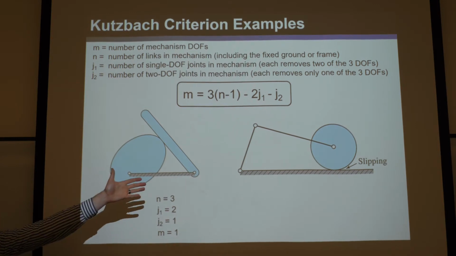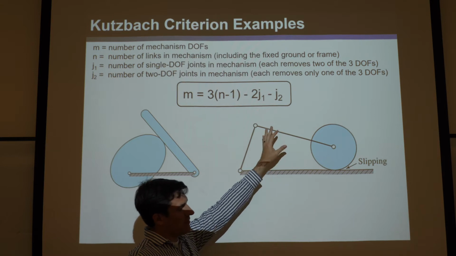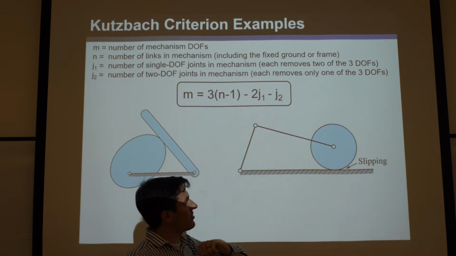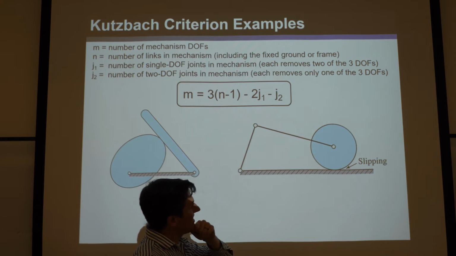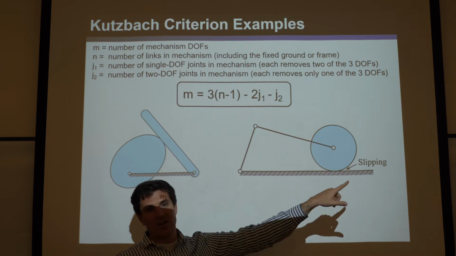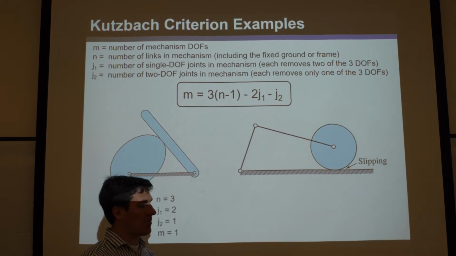First of all, you have to ask yourself again: is this a mechanism? Yes, it is. Rigid links connected by joints. There's a ground, closed kinematic chain, and it can move. That's for sure. So it's a mechanism. All right. Is it a linkage? No, it is not, because it has a higher pair. And if you have one or more higher pairs, you're not a linkage.